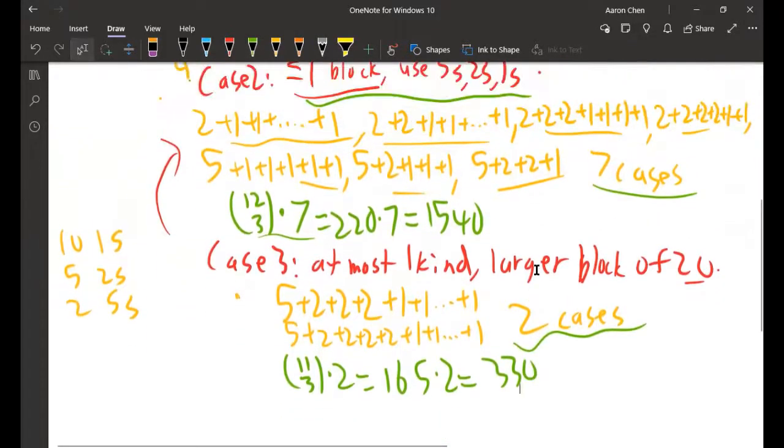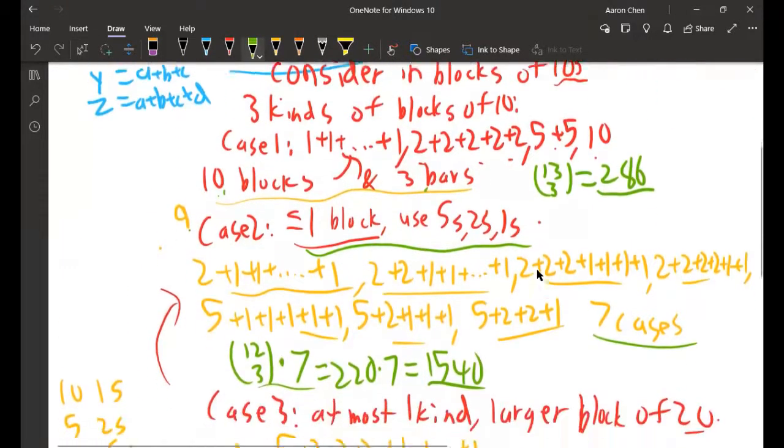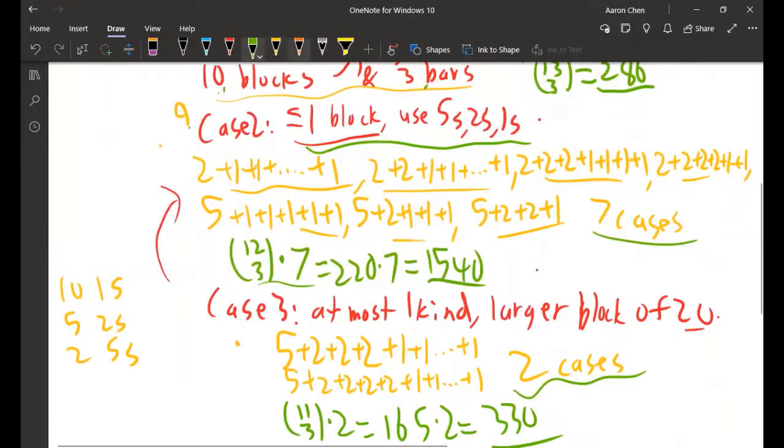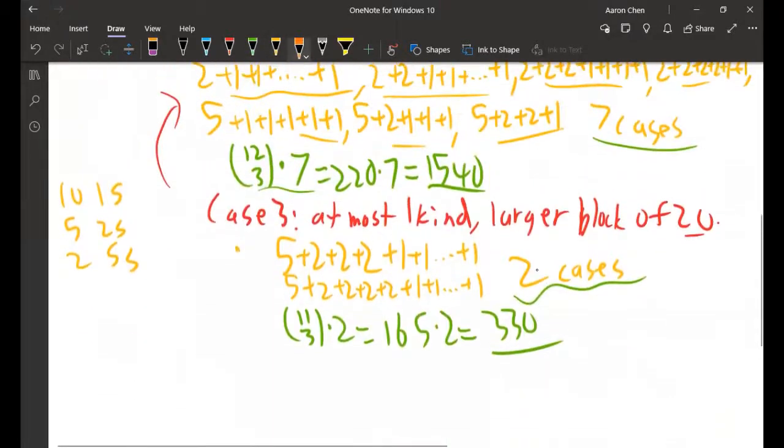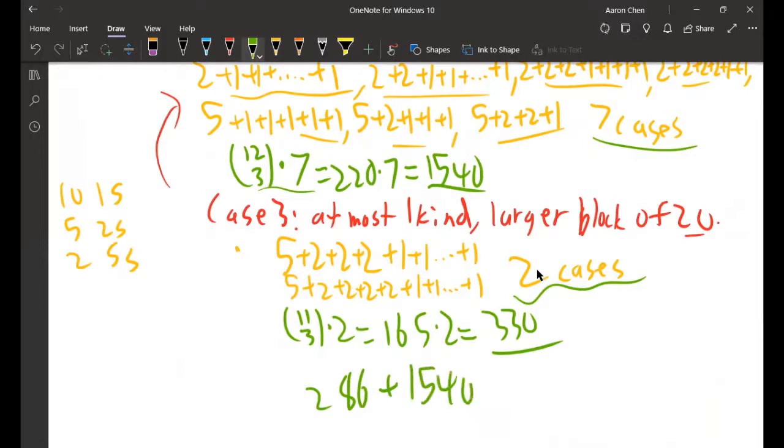And so now we have our numbers from the 3 cases. And so the total sum is just 286 plus 1,540 plus 330. And this is equal to 2,156. And so that's the answer.